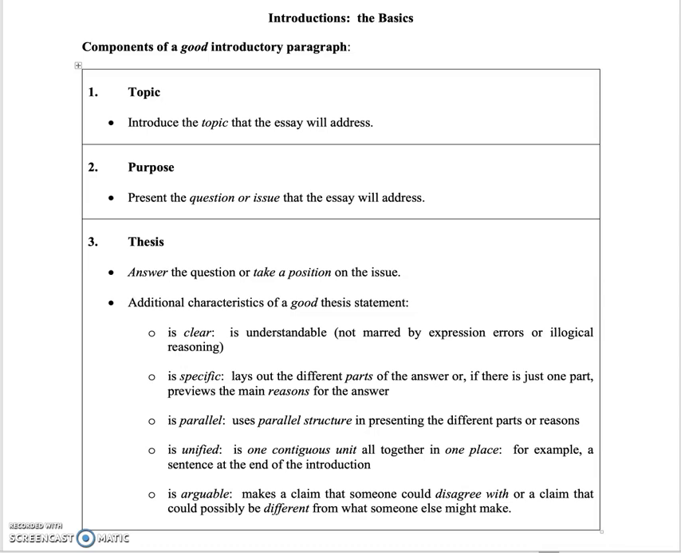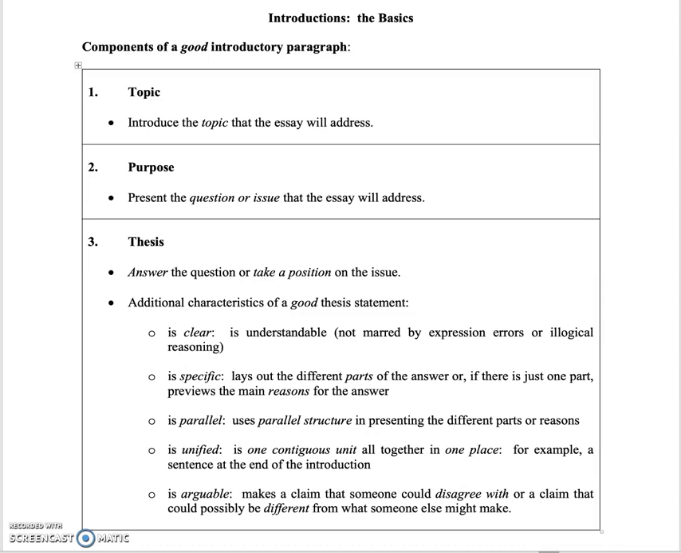Your thesis needs to be unified. The thesis needs to be one unit in one place in your intro, for example, 1 sentence at the end of the introduction. That's the most typical situation. Sometimes your thesis needs to be 2 sentences in certain kinds of essays, but normally it's just 1, and it's just in one place, not at the very beginning and the very end, usually just at the end and just as a single unit. And lastly, it needs to be arguable.